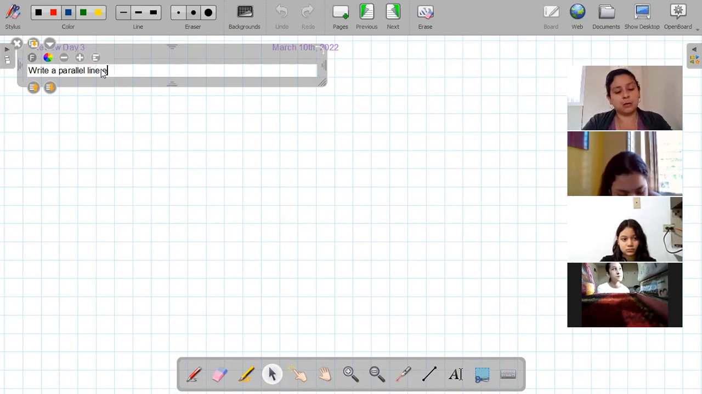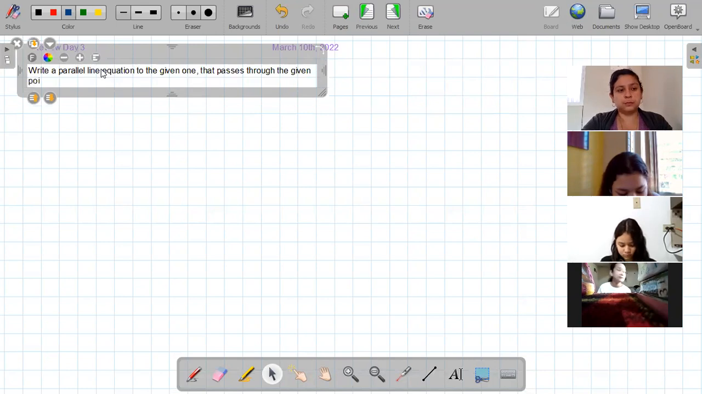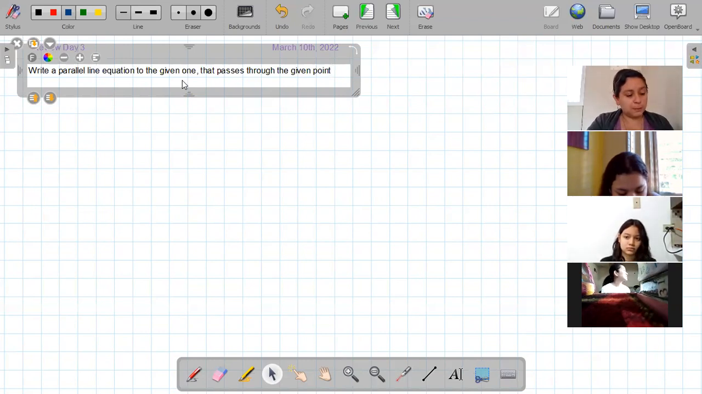So for this new example, we're going to write a parallel line. Write a parallel line equation to the given one that passes through the given point. Okay, that will be our instruction. To write a parallel line equation that would be parallel to the given one and that passes through the given point. So we are going to start right now.